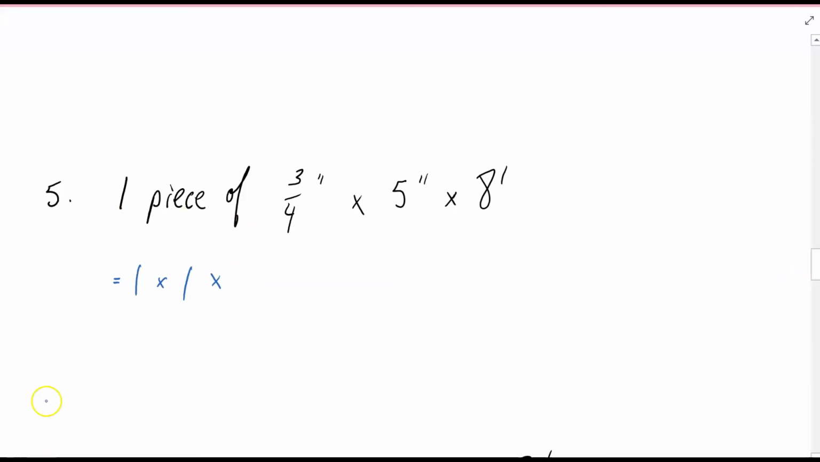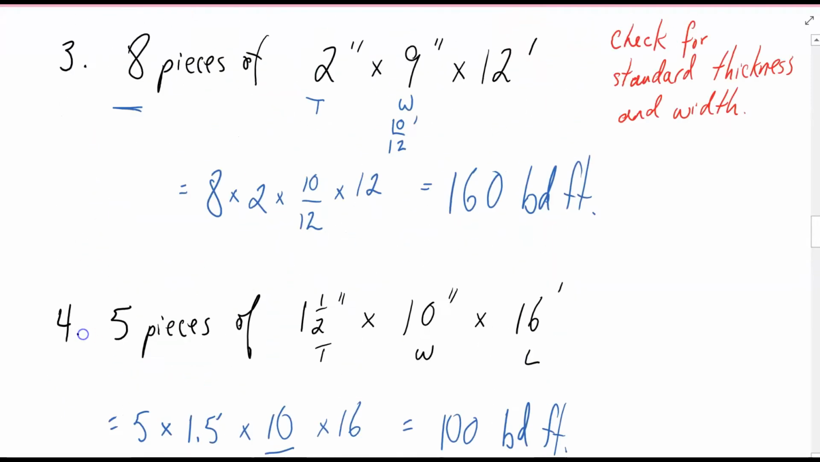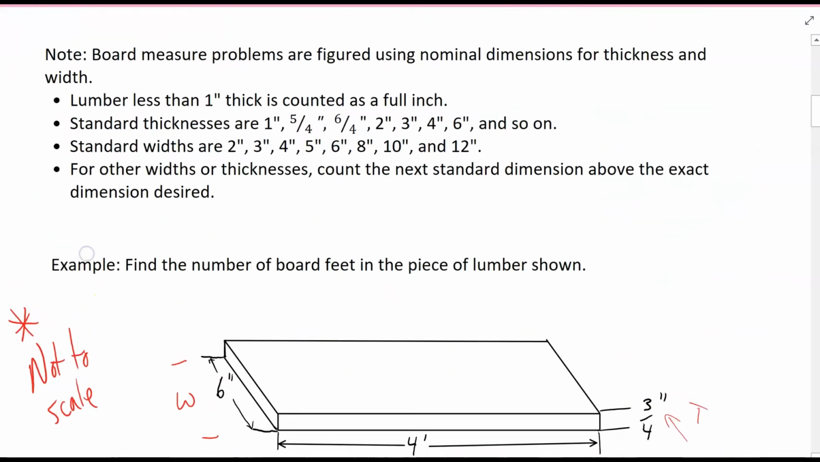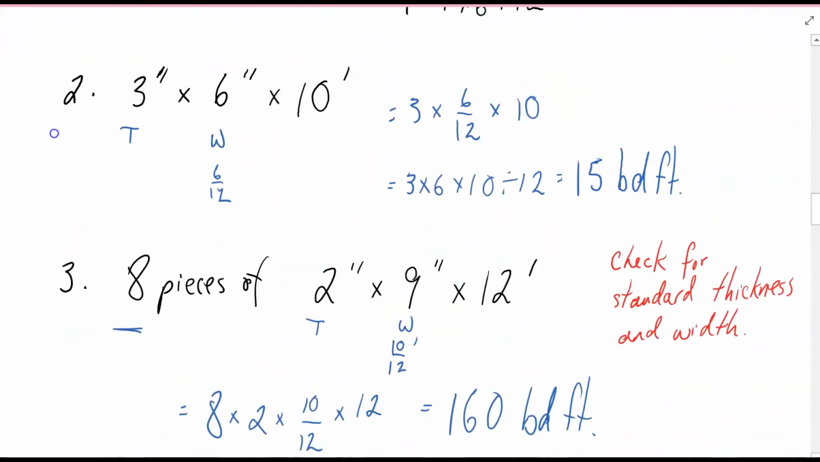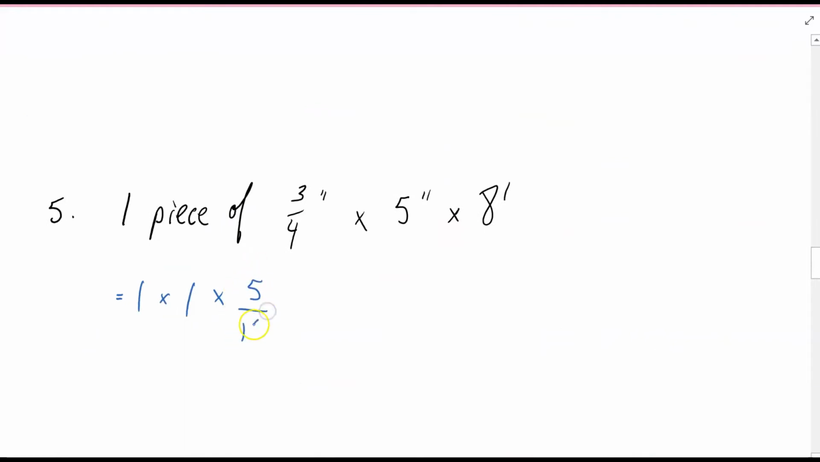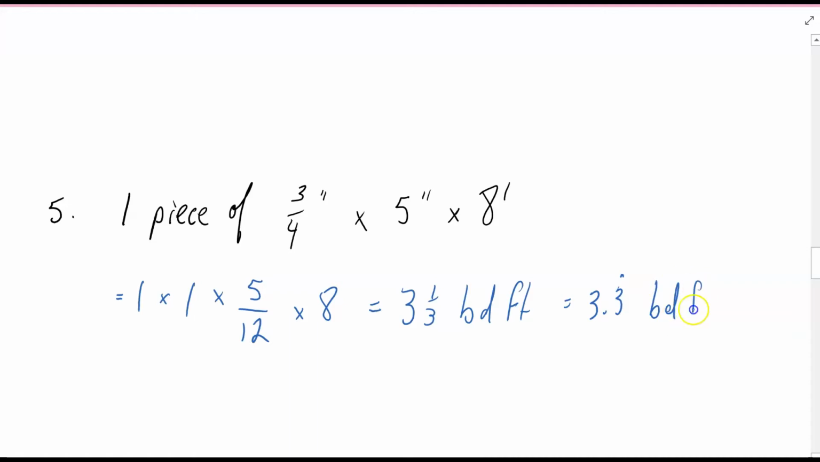Wait a minute, let me double check that. Is 5 in the standard widths? Maybe I remembered that wrong for a second. Just going back there. Yes it is. We don't have to change that. Okay, so my mistake there. We'll keep it as 5, but it's over 12 to turn it into feet, and we will multiply by 8. So this is 3 1/3 board feet, or 3.3 repeated board feet.